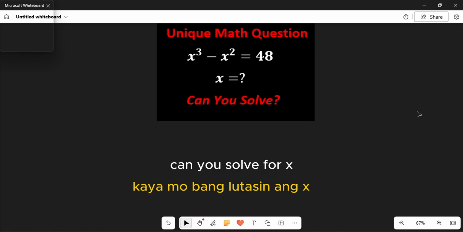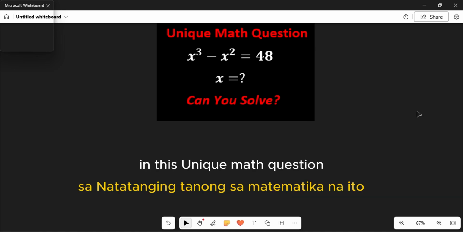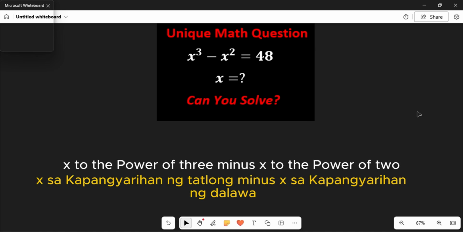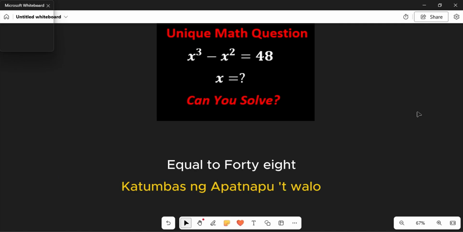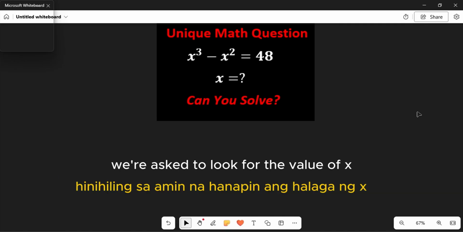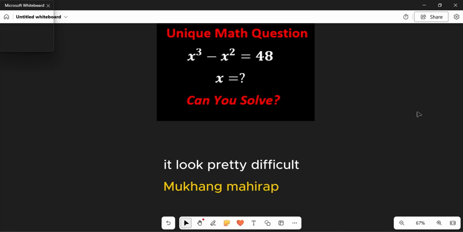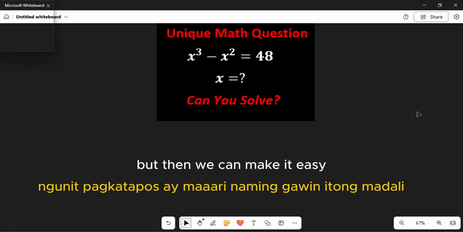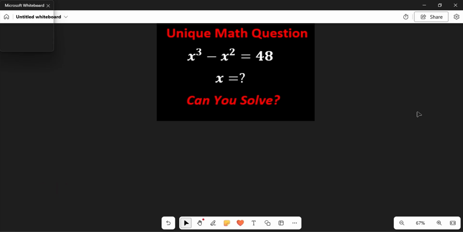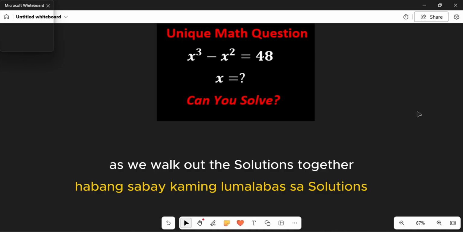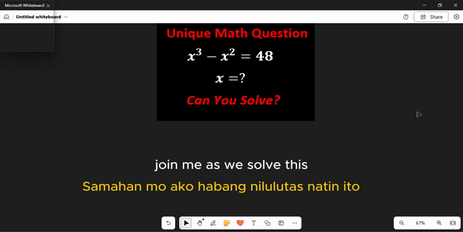Can you solve for x in this unique math question, x to the power of 3 minus x to the power of 2 equal to 48? We're asked to look for the value of x. Now, can you solve this? It looks pretty difficult, but we can make it easy as we work out the solutions together. Join me as we solve this.